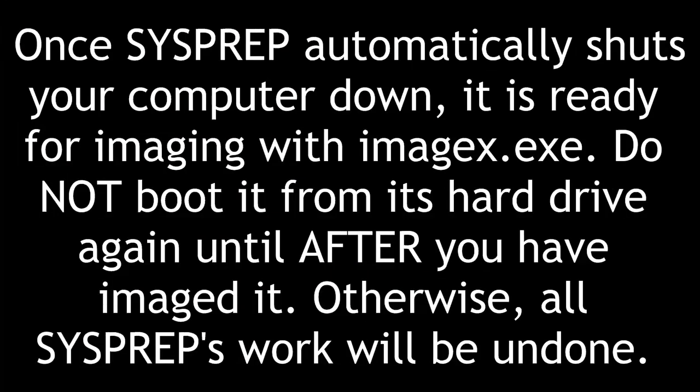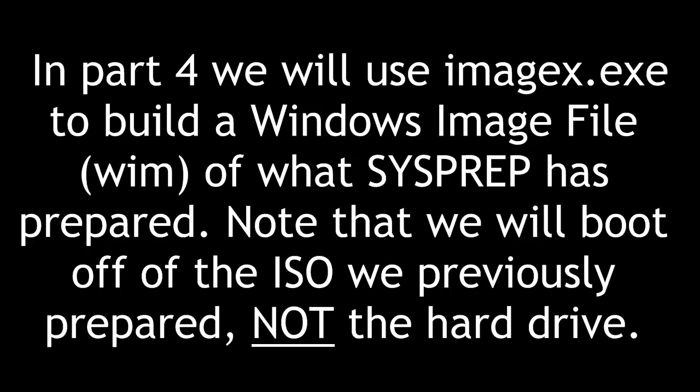Once SysPrep automatically shuts your computer down, it is ready for imaging with imagex.exe. Do not boot it from its hard drive again until after you have imaged it. Otherwise, all of SysPrep's work will be undone. In part 4, we will use imagex.exe to build a Windows image file or WIM file of what SysPrep has prepared. Note that we will boot off of the ISO we previously prepared and not the hard drive.